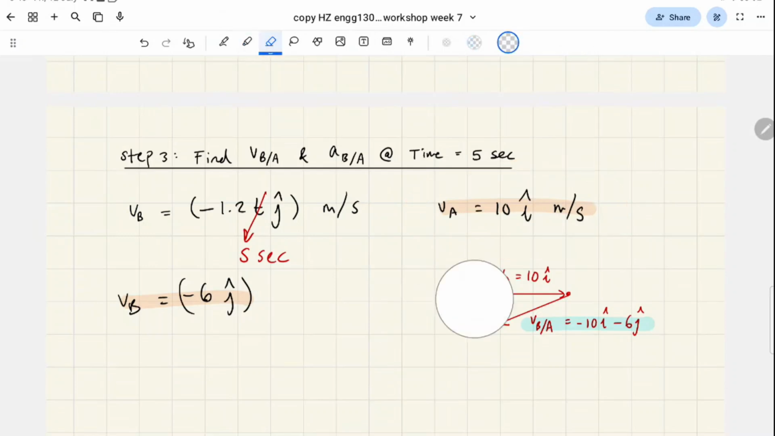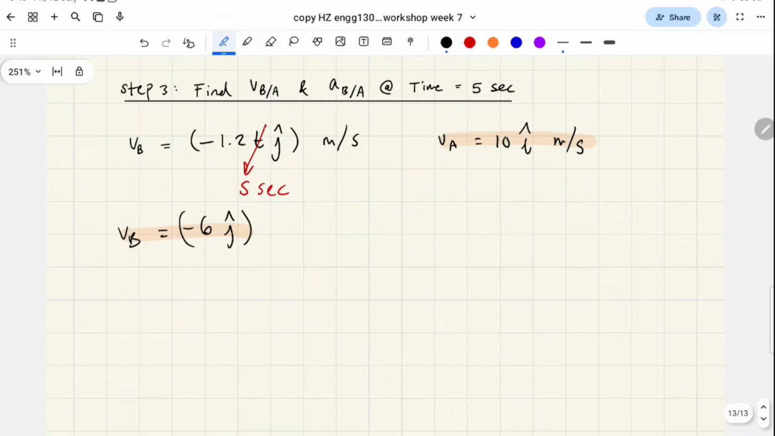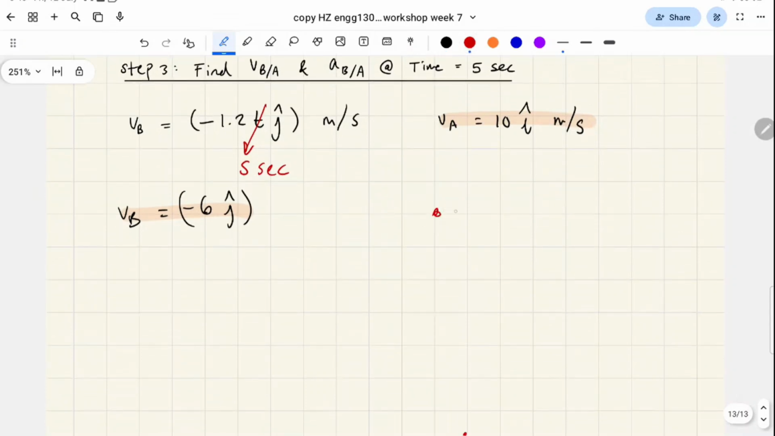Let me erase this. Okay, here's the way you think about it, right? You draw VA and you draw VB as a vector diagram, and they're both originating from the same point, right? So VB is this one, and it's going down, right? And then VA is going to the right, and I like to draw them to scale relatively, like that.